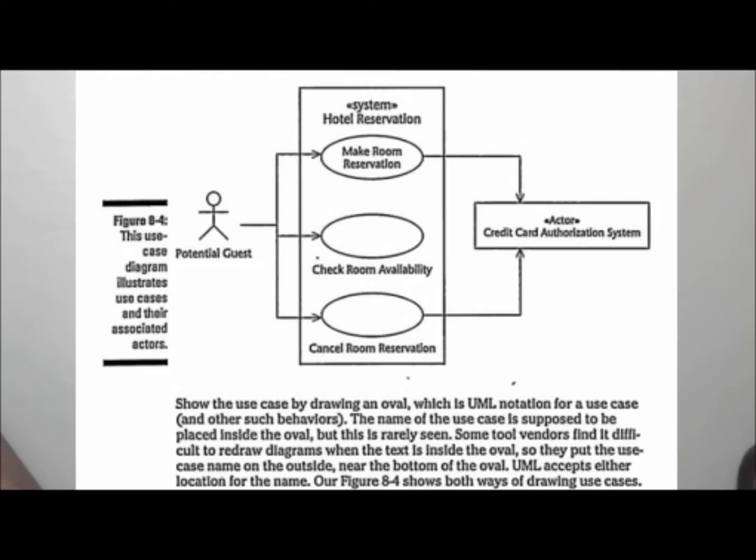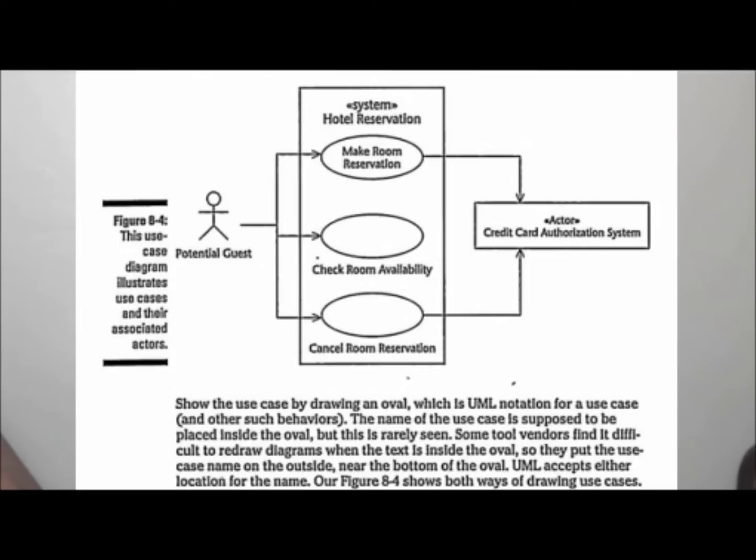Now, the last thing I want to point out here is when it comes to labeling things, you'll notice it says make room reservations inside the oval. And then it says check room availability is outside the oval and underneath it. And cancel room reservation is outside the oval and underneath it. UML really does require you to put the wording inside the oval for the use case.